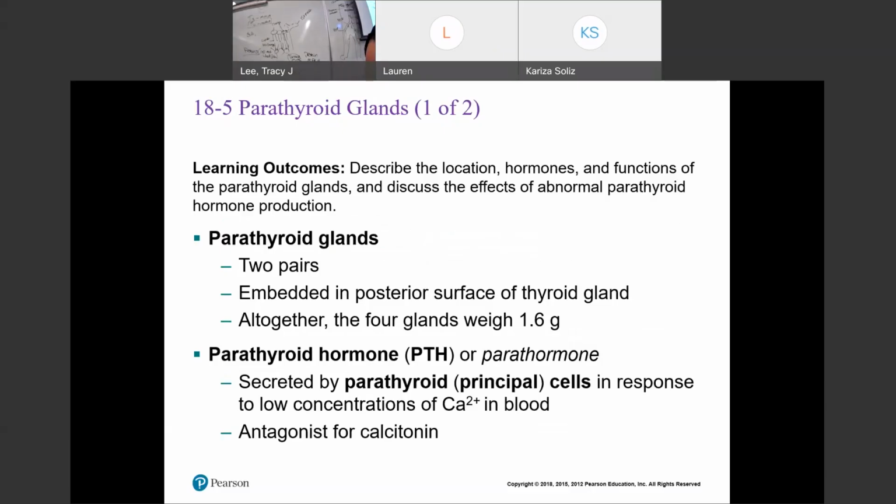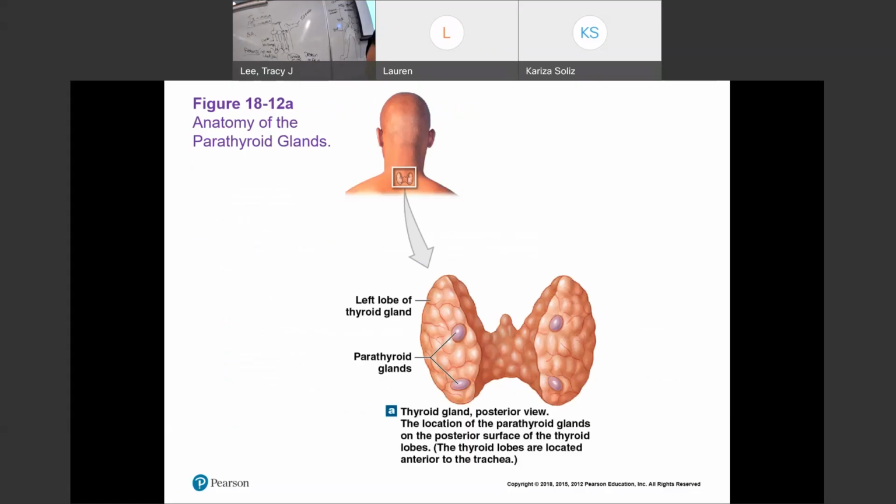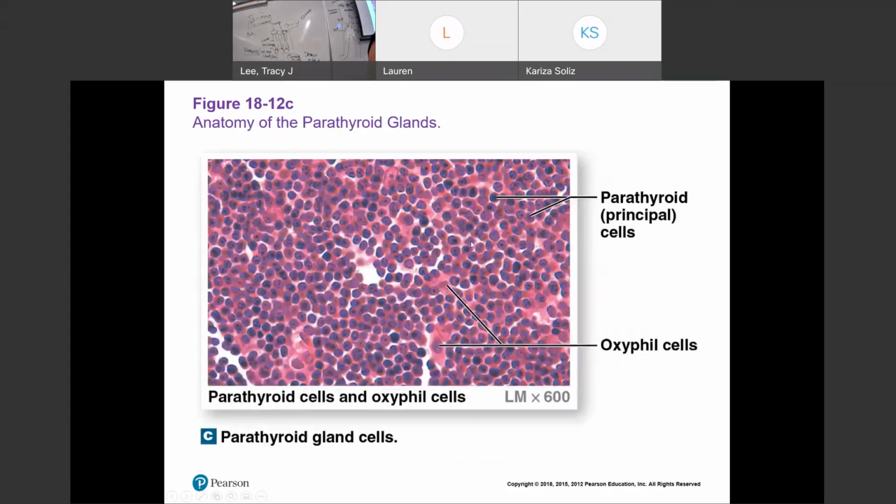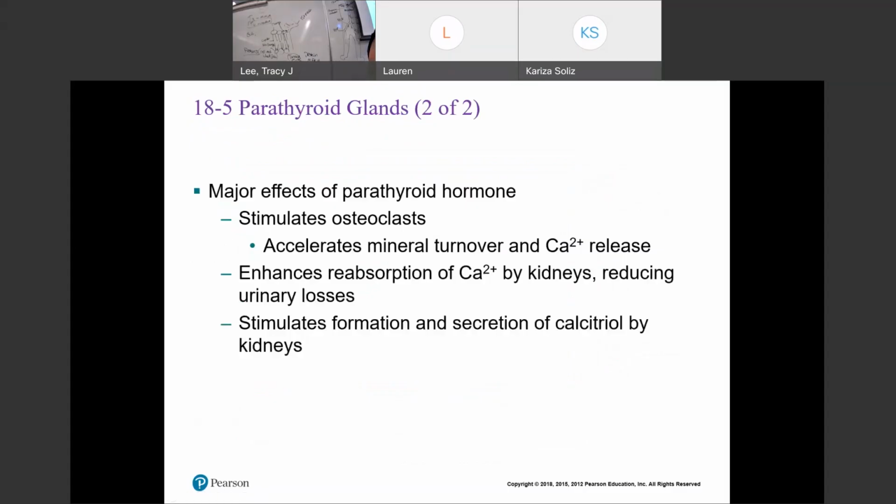Parathyroid gland, we know where they're at, right? And we know what they do. What do they secrete? Parathyroid hormone. What does parathyroid hormone do? Increases blood calcium levels. So here's our parathyroid glands. Here's our histological slide of it. Here's our main cells in here.